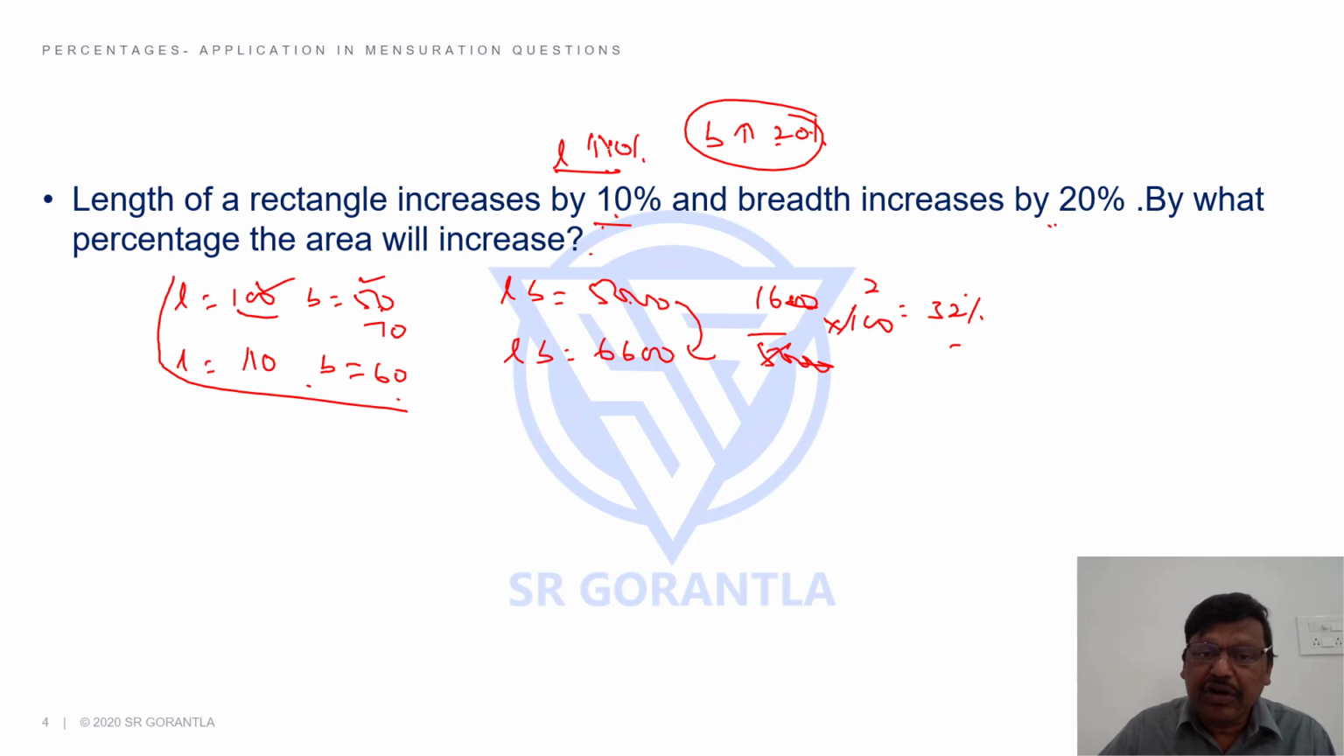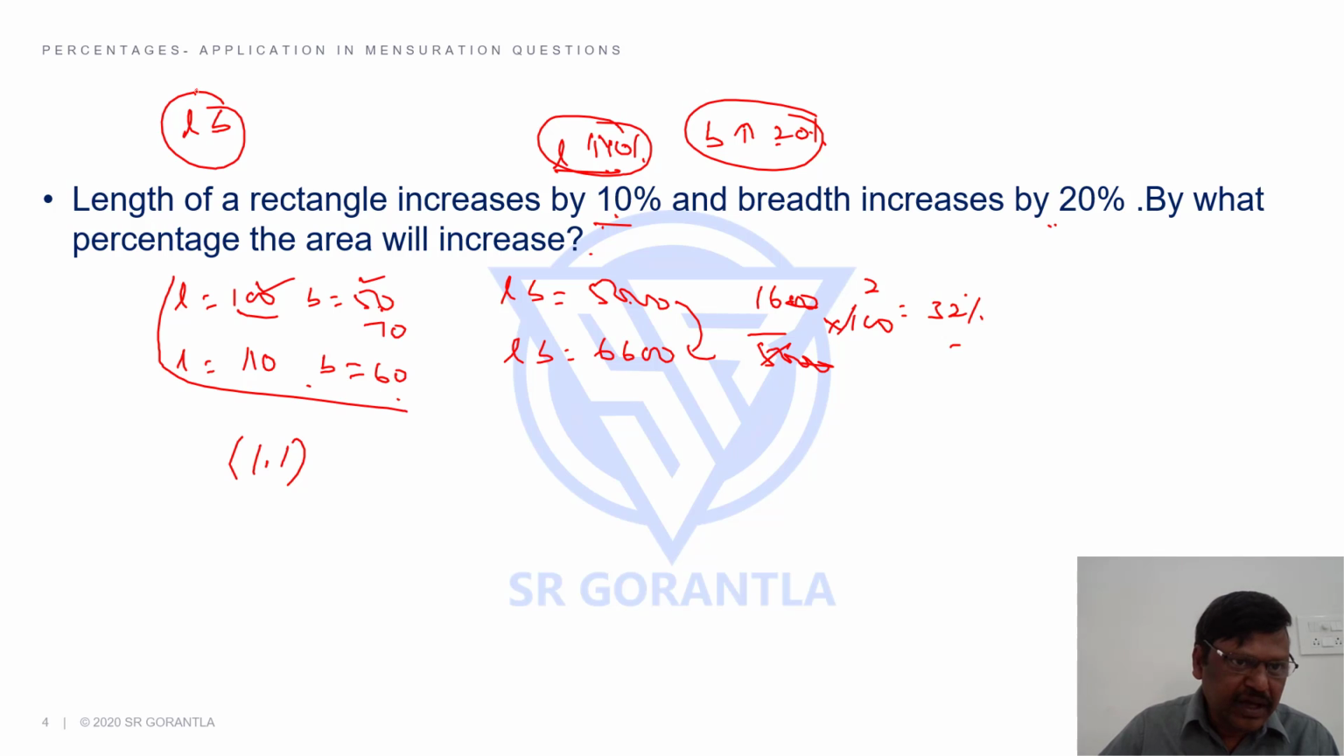Now, what I am telling as the shortcut here: length increases by 10%. So, 110% or 1.1 times. In the area formula, what is LB? L power 1, B power 1. Breadth increases by 20%.